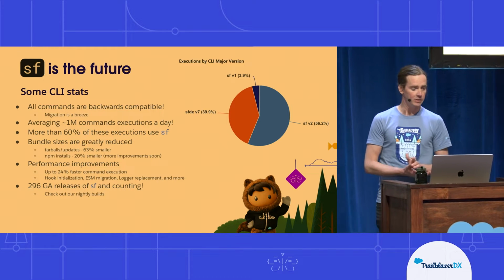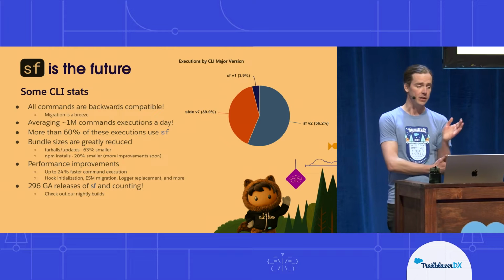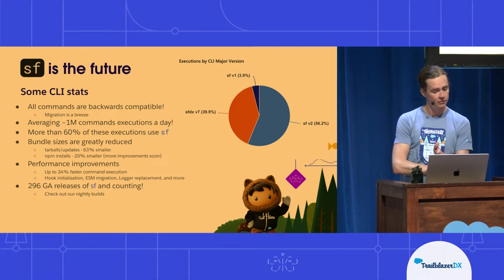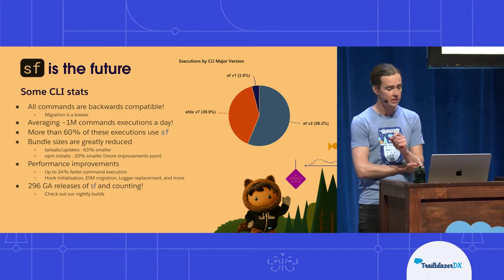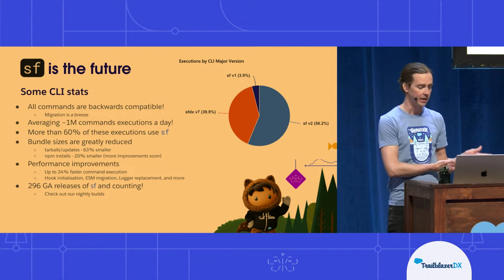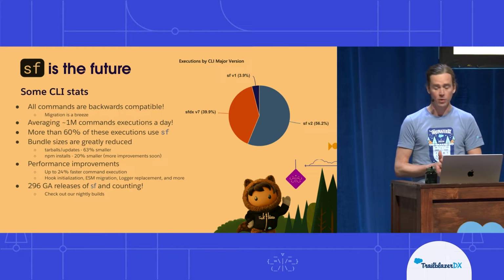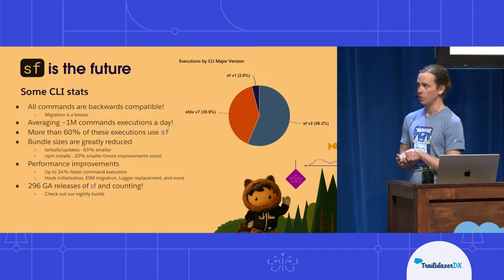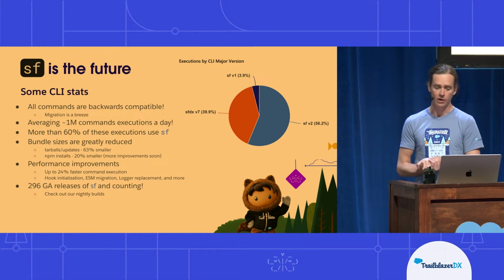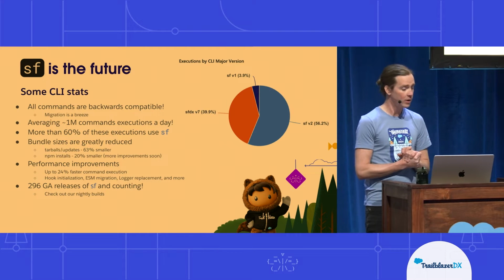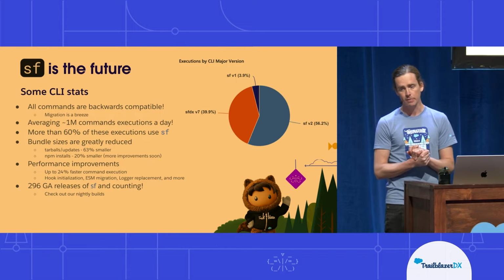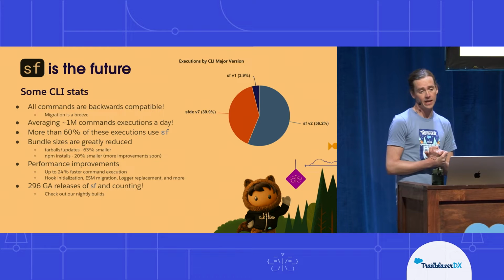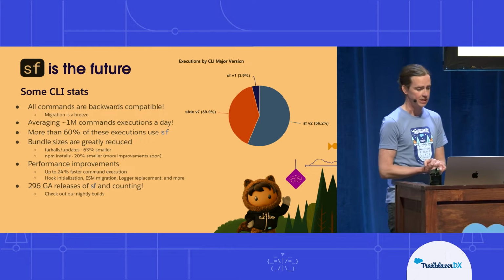So a few stats about the CLI. All of these commands, if you're moving from SFDX to SF, they are backwards compatible, and migration is a breeze. You just uninstall one and install SFv2. We even have a script, sf dev script convert, that will help you migrate some of your scripts, maybe that are in like a CI system.